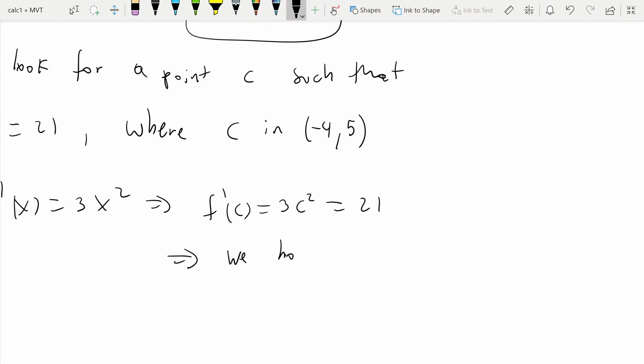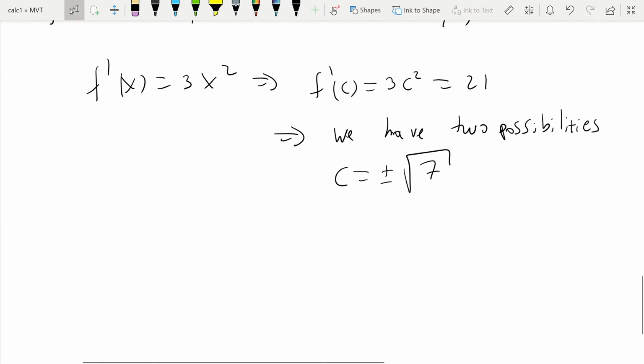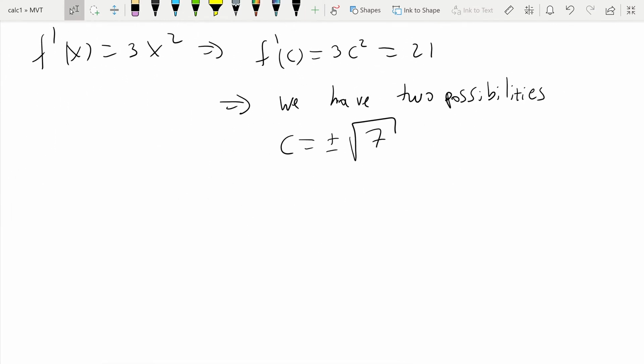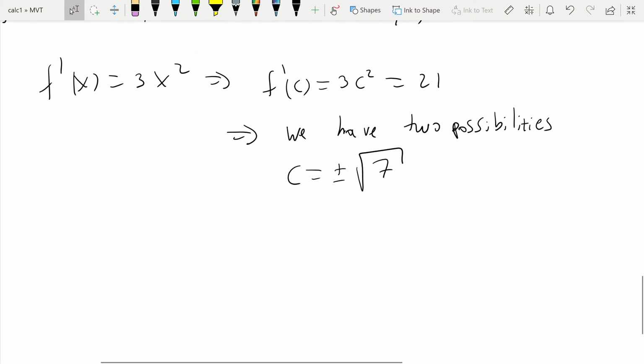We have two possibilities here. c is equal to plus or minus the square root of 7. But we need to find just one. So we need to verify the conclusion of the theorem. And the theorem tells you this one. So you can pick whichever, provided they lie inside the interval.